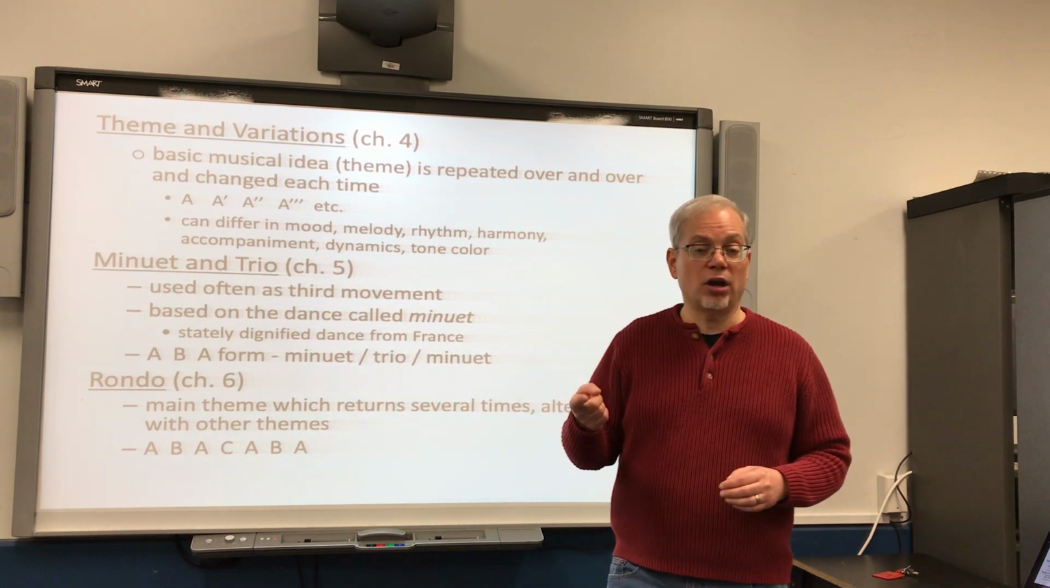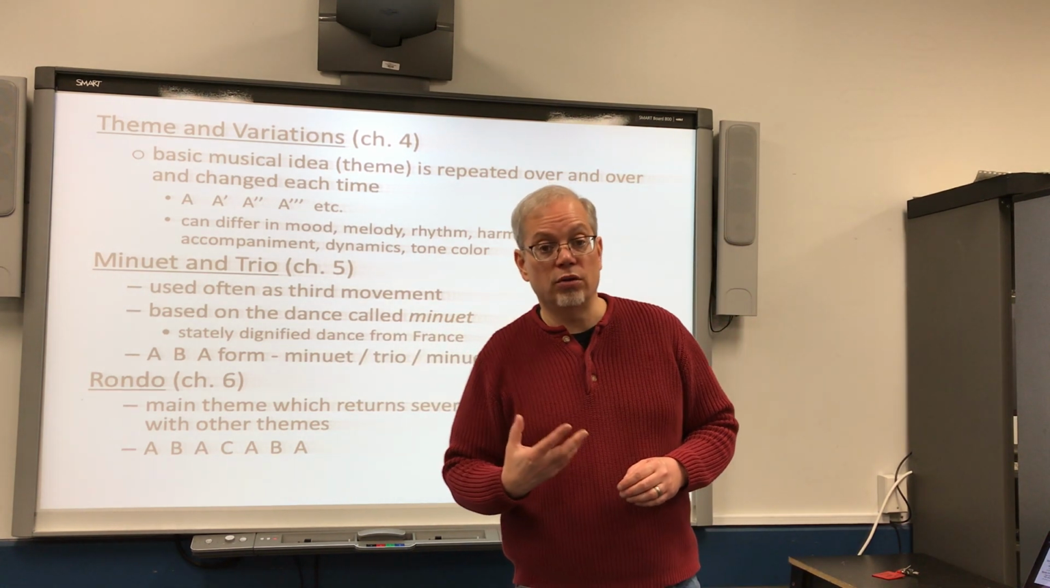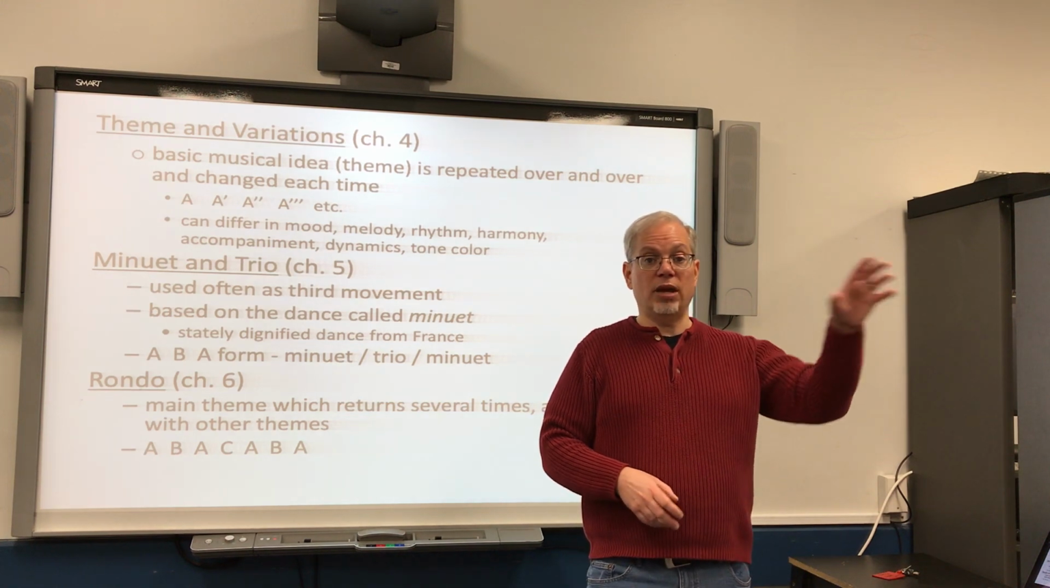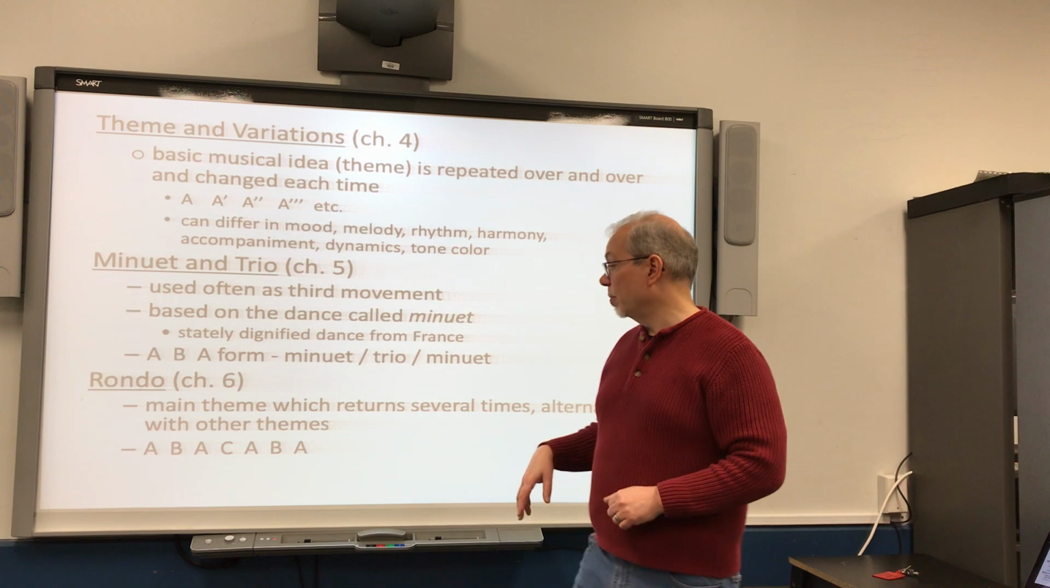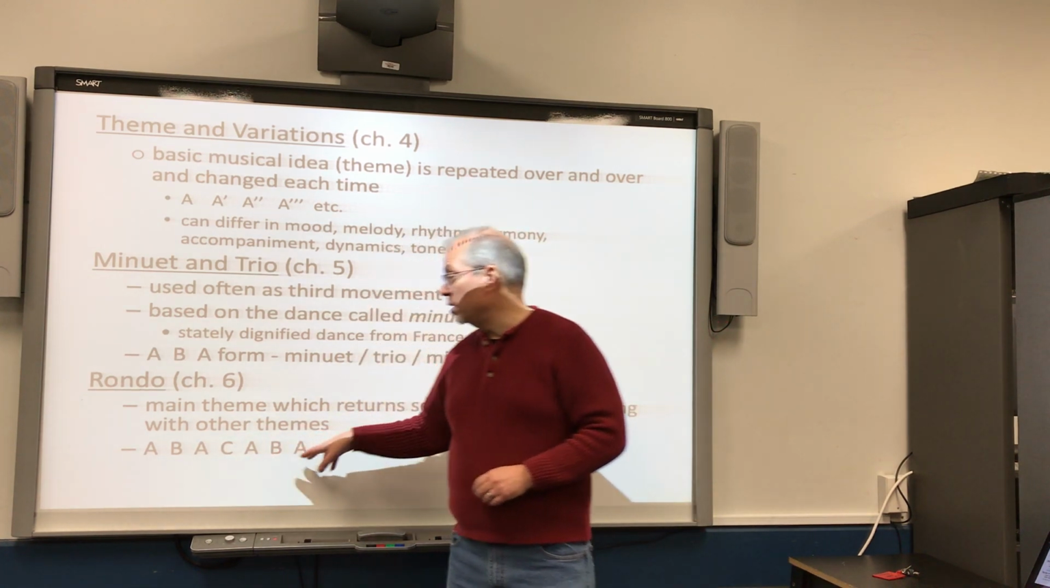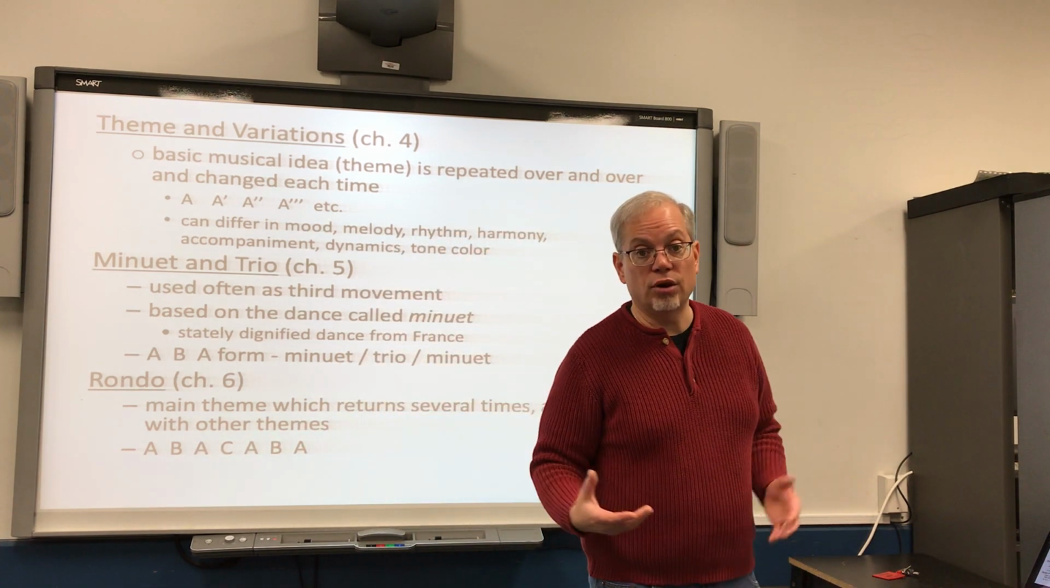In the Baroque period, I was talking about ritornello form. Rondo is very similar to that, in that you have your main theme, something else, and then the main theme again, something else, main theme again, something else. So it might look like A, B, A, C, A, B, A, which is a pretty standard rondo form.